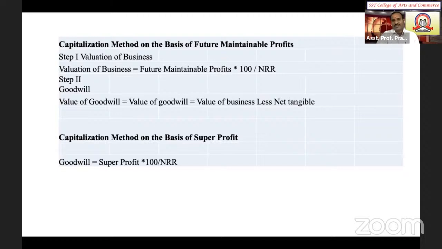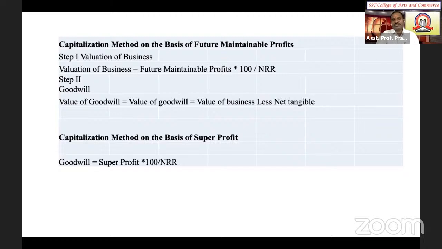And for that, future maintainable profit multiplied by 100 divided by NRI, you will get the value of business. And after getting the value of business, you must find out the value of goodwill. So value of goodwill is equal to value of business minus your net tangible assets.